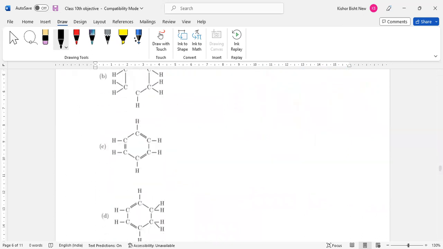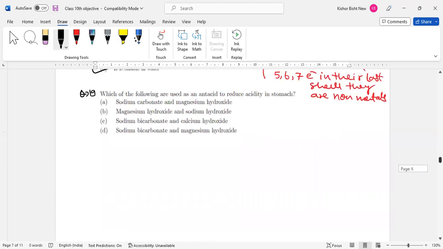Now come to the next question, number 19. Which of the following are used as an antacid to reduce acidity in the stomach? Please remember, this is an acid-base question. If you remember, magnesium hydroxide, generally I am telling you, and sodium bicarbonate, NaHCO3. This question also came in the examination.